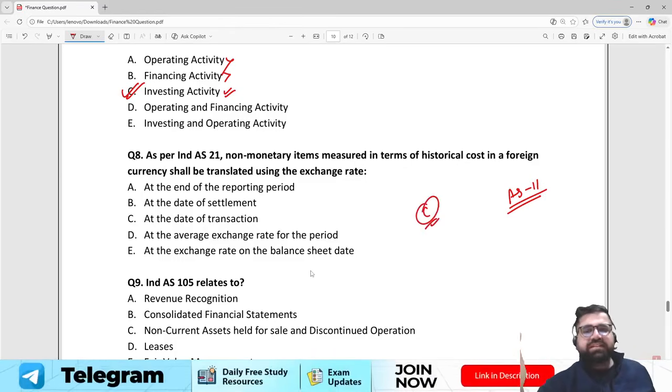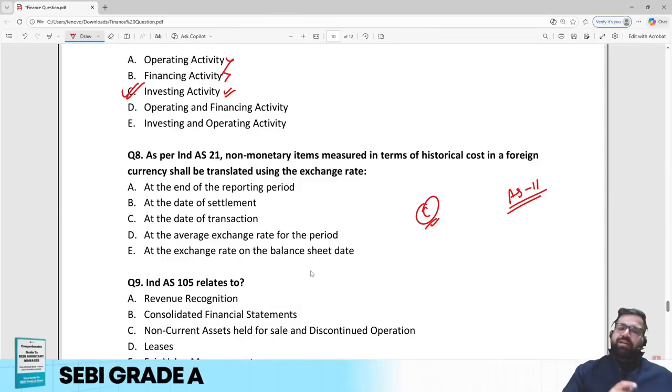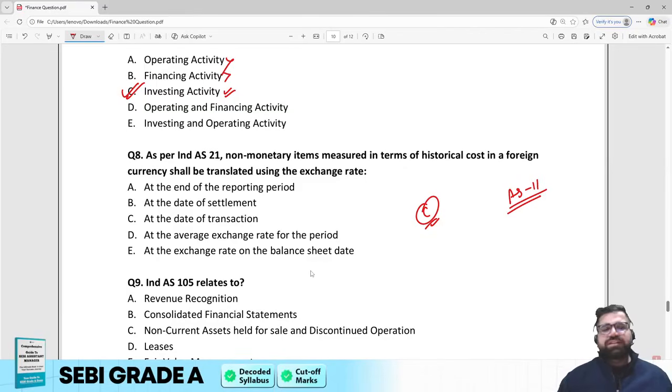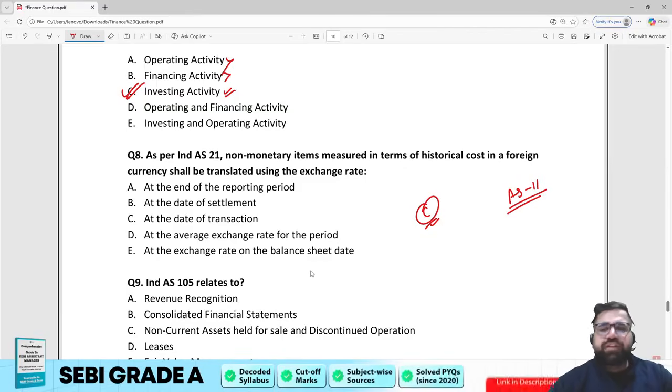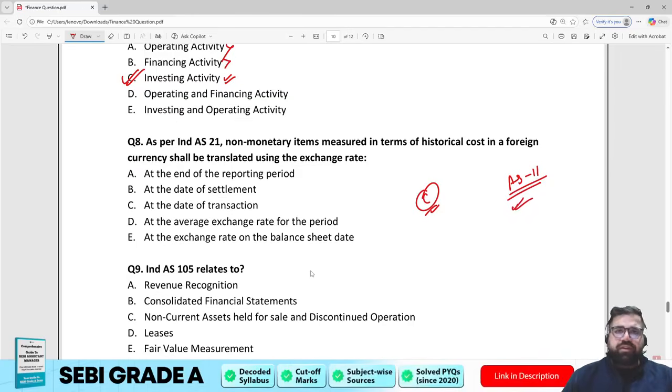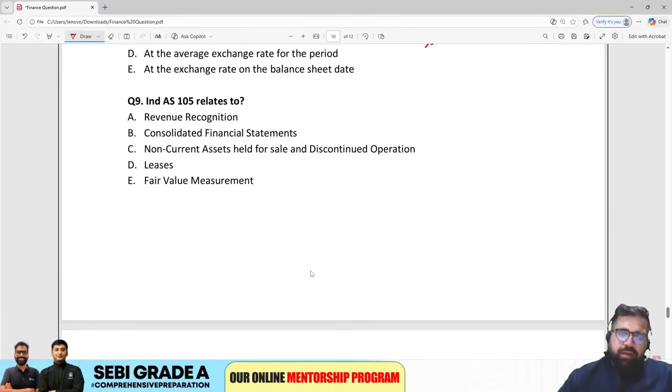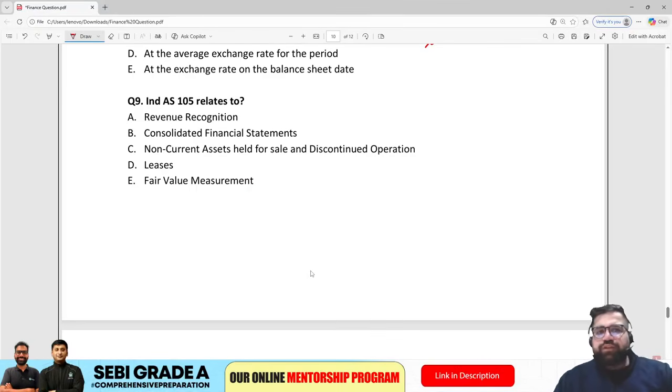Because as per AS 11, non-monetary items are measured in terms of historical cost at the date of transaction only. A factual question, I will not term this as moderate or tough. This is easy if you have the basic knowledge of AS 11, which is accounting for foreign exchange transactions. Question 9: Ind AS 105 relates to what?